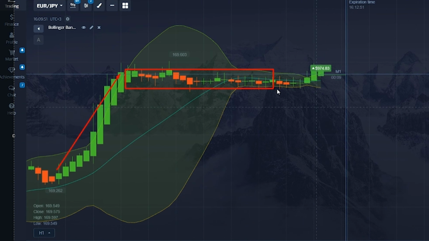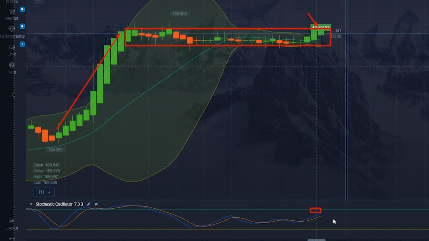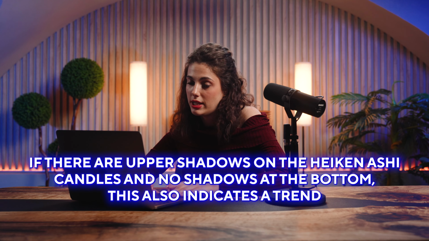But now we see that the chart has already broken through the upper boundary of the price corridor and the resistance level. Moreover, volatility is growing as seen by the expanding Bollinger Bands. The stochastic is also striving towards the oversold zone, thereby confirming my hypothesis. Therefore, I conclude that the upward trend that existed before the sideways movement will continue, and I open a trade in that direction. By the way, as I said earlier, if there are upper shadows on the Heikin Ashi candles and there are no shadows at the bottom of the candle, this is also evidence of a trend. Let's observe and continue our conversation.